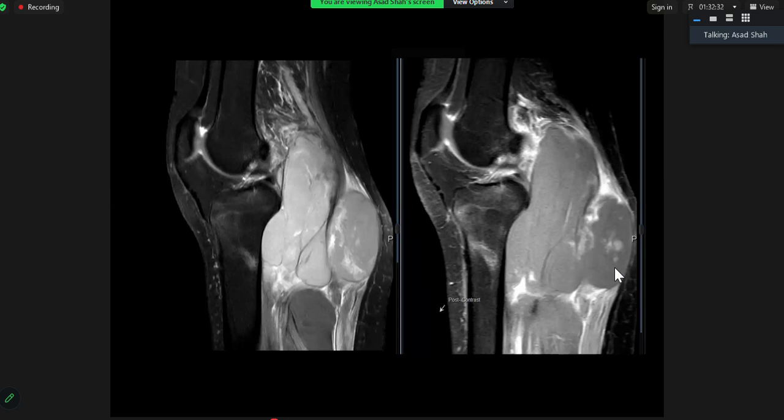So that's a large mass. This is post contrast. I could appreciate a large intramuscular mass, I think it's intramuscular, that is bright on STIR and is not showing any significant post contrast enhancement. There's significant edema surrounding and extending into the knee. I could appreciate mild edema in the shaft of the tibia.